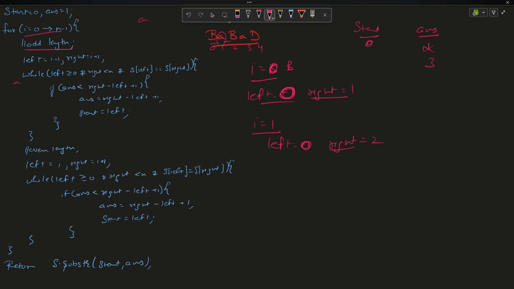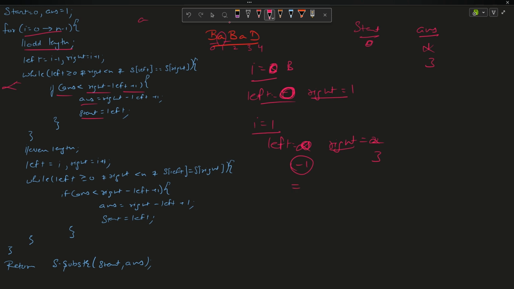You can see that if my answer is smaller than right minus left plus 1, that is, my answer's length is smaller than the current length of the substring, I will update my answer as well as my start pointer. So my start pointer is at left equal to 0 and my answer becomes 3. Then left will become minus 1 and right will become 3, and minus 1 is not in the range, so the odd length loop is finished. Again, I will look for the even length.